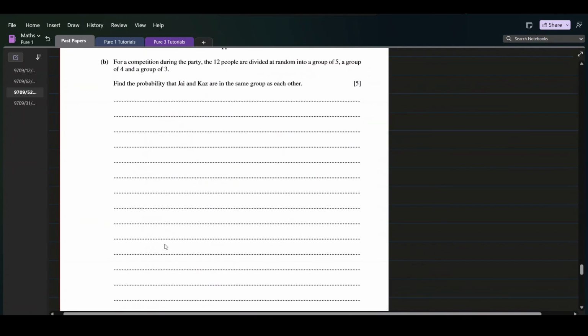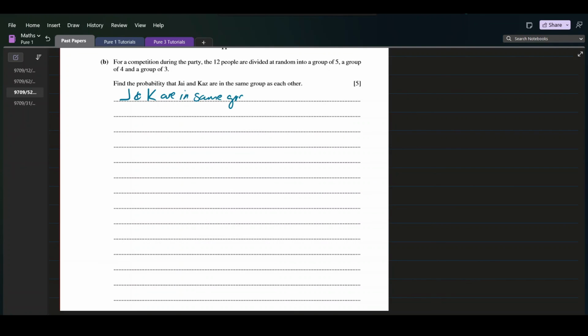Part B. For a competition during the party, the 12 people are divided at random into a group of 5, a group of 4, and a group of 3. Find the probability that J and Kaz are in the same group as each other. Okay, let's create an expression for our problem. We're saying J and K are in the same group.